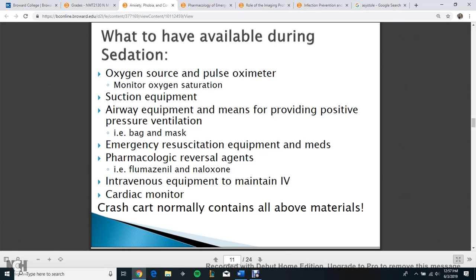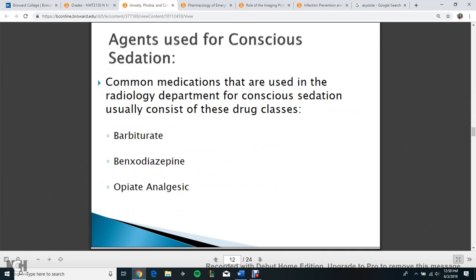What to have available during sedation. Oxygen source and pulse oximeter. Monitor the oxygen saturation. Suction equipment, airway equipment, and means for providing positive pressure ventilation, i.e. a bag and mask. Emergency resuscitation equipment and meds. Pharmacologic reversal agents, flumazenil and naloxone. Intravenous equipment to maintain IV, cardiac monitor. A crash cart normally contains all of the above materials.